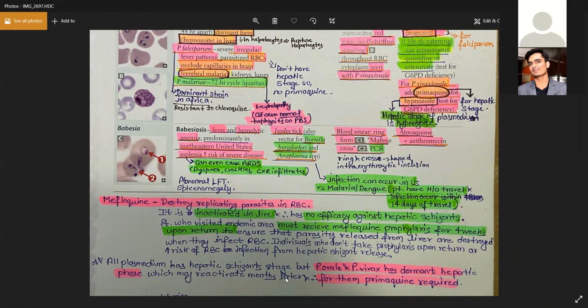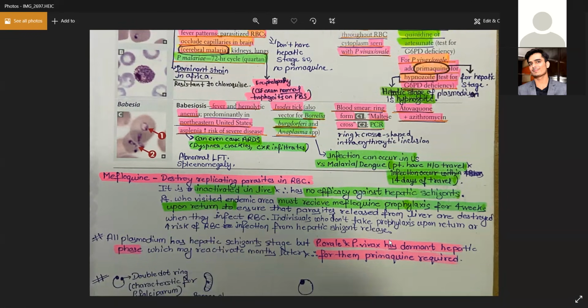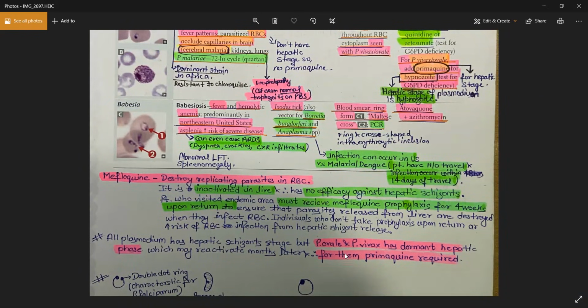Okay, and only the Plasmodium ovale and vivax have a dormant form in the liver. So you require the primaquine to treat the cases of ovale and vivax. Very important, because you can expect a dormant hepatic phase, and in this phase they become latent for even a year. So you can expect a reactivation after months or years. Okay, very important to know.